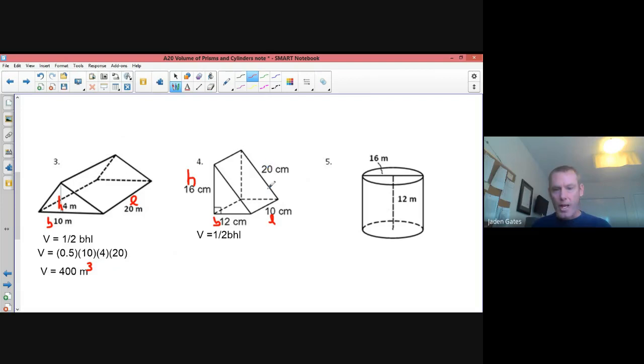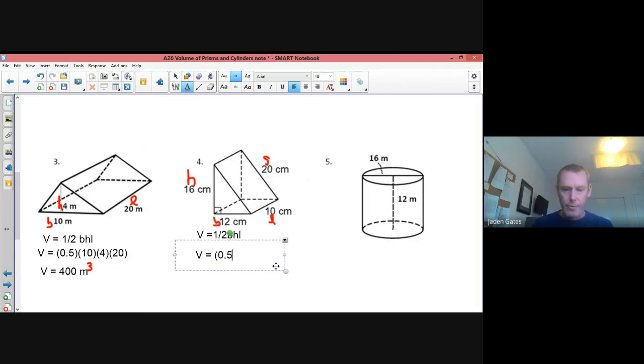And actually 20 is what's called your slant height, right? The height, but on a slant. But we don't need it for this formula. So we only need the 16, 12, and the 10. All right, so I substitute in once again. Again, a half. I'm going to put it as a decimal. My base is 12. My height is 16. And my length is 10.